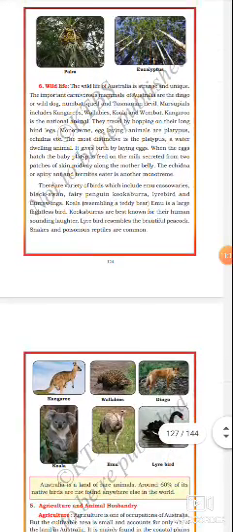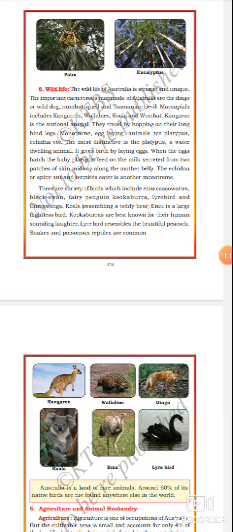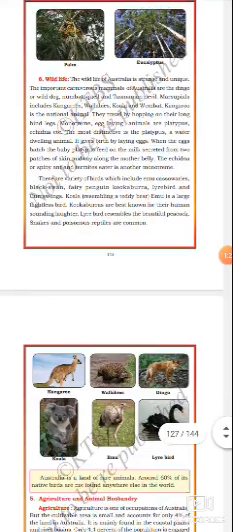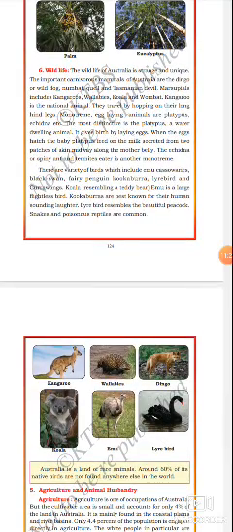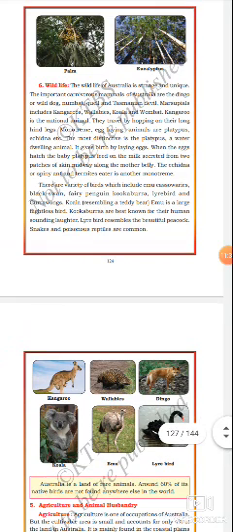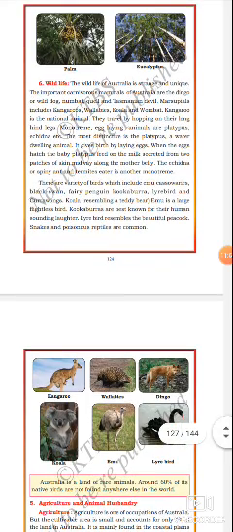Let us see now wildlife. The wildlife of Australia is strange and unique. Unique means different. The important carnivorous mammals of Australia are the dingo or wild dog, numbat, quoll, and Tasmanian devil. Marsupials include kangaroos, wallabies, koala, and wombat. Kangaroo is the national animal.